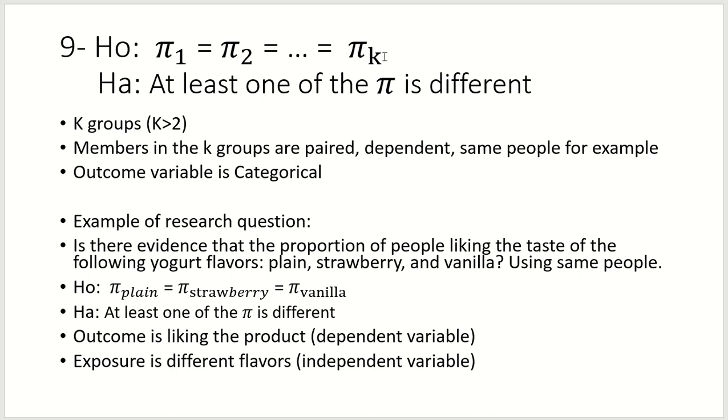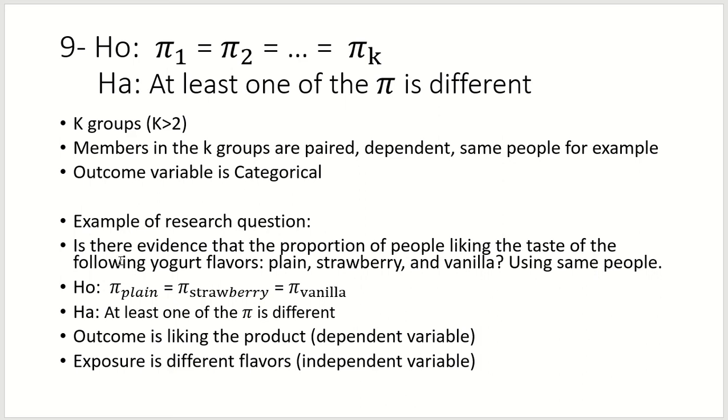I don't know how many groups you have. You could have 3, 4, 5, 6, 7. And the alternative hypothesis is set the same way: at least one of the pi is different. So you have k groups, as long as k is greater than 2. Members in the k groups are paired. They're dependent, so they're the same people. And the outcome variable is categorical.